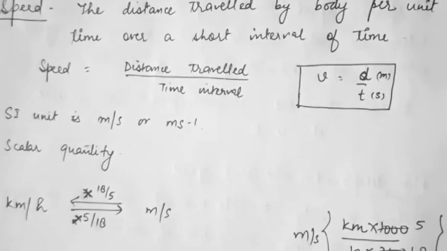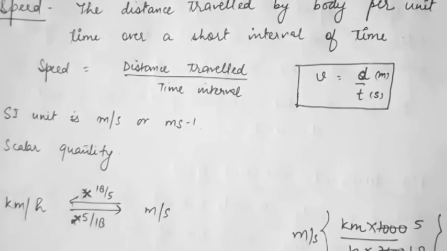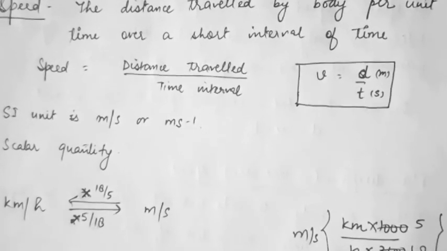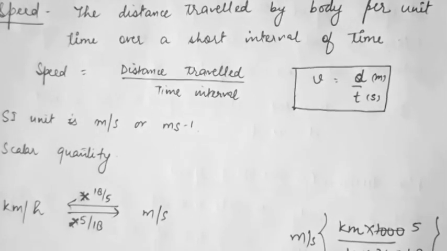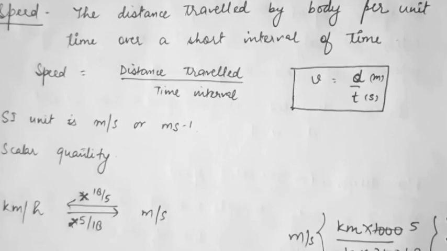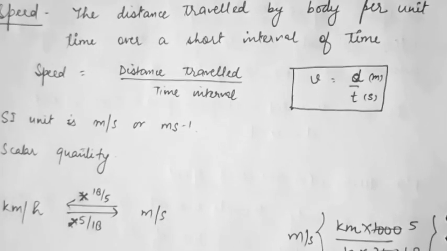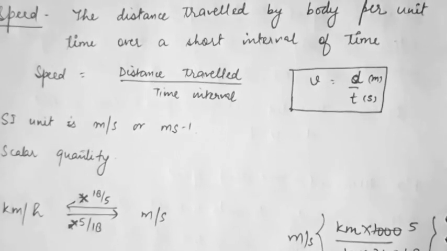So what is speed? Speed is the rate of change of distance. So what is rate? Whenever this term rate comes, we divide the physical quantity by time. So we can define speed as the distance traveled by a body per unit time over a short interval of time. So the formula becomes speed is equal to distance upon time.